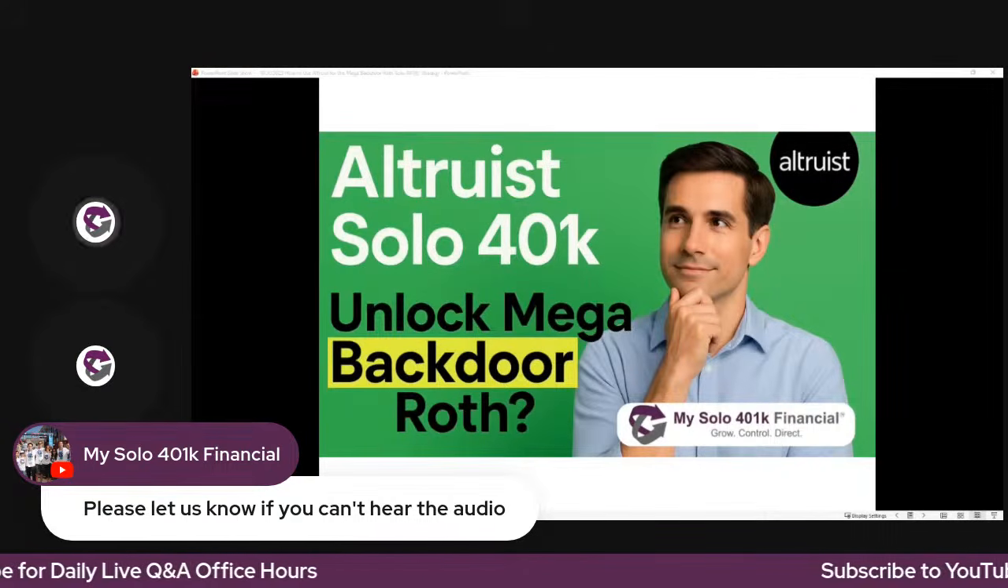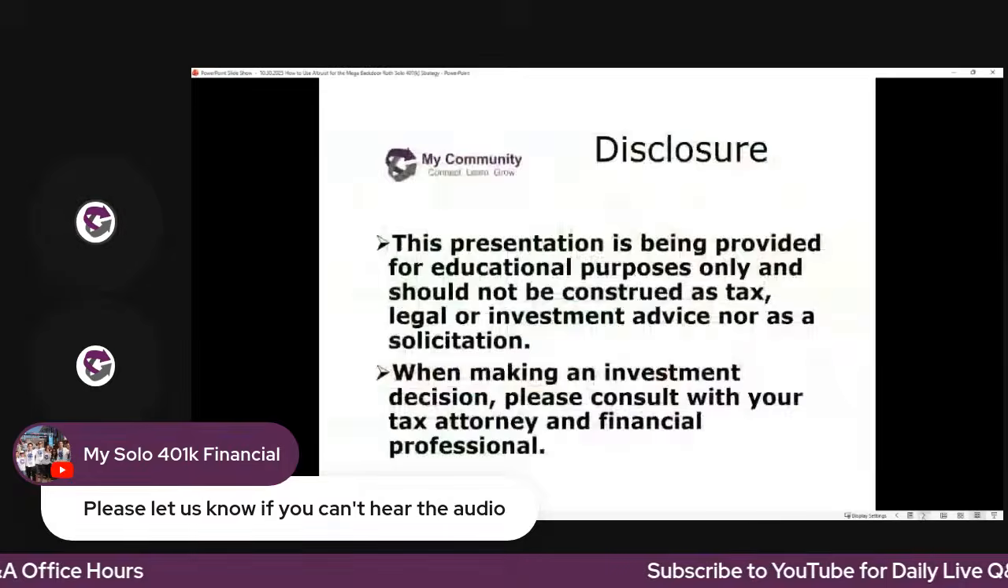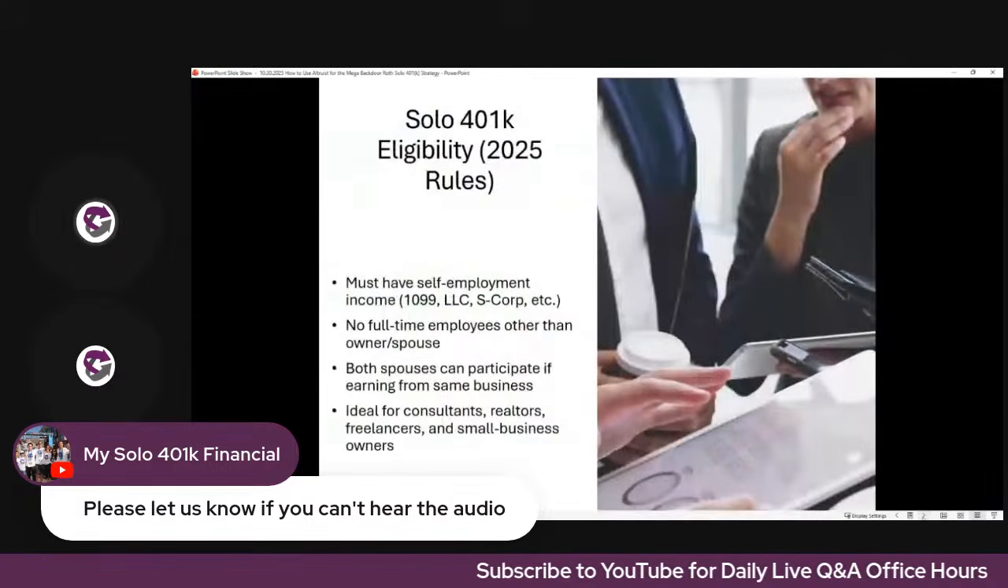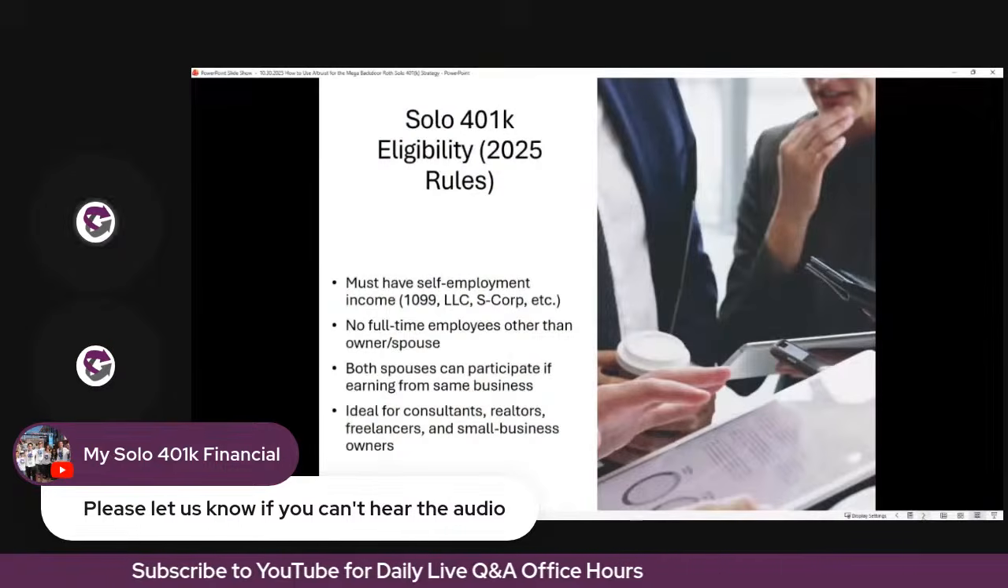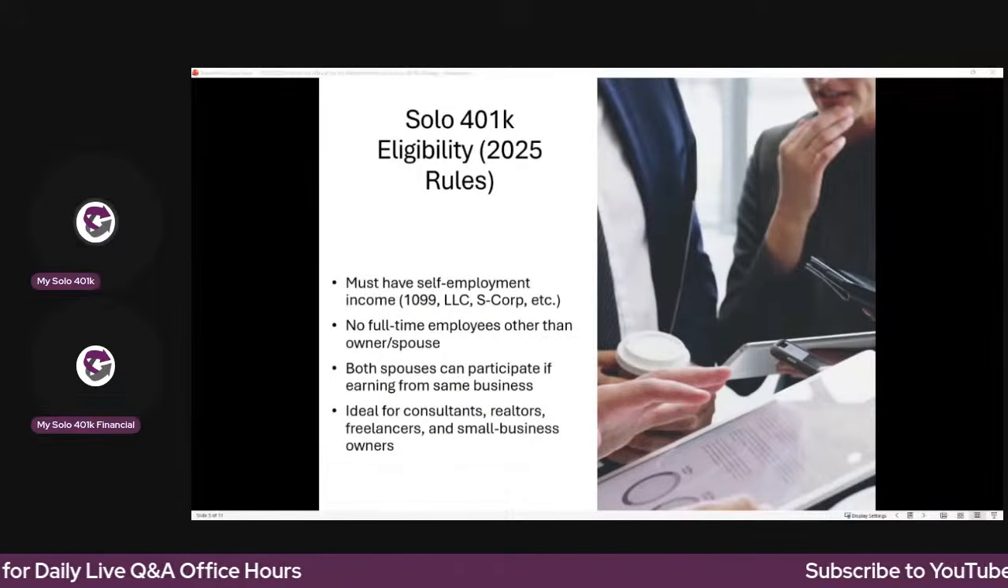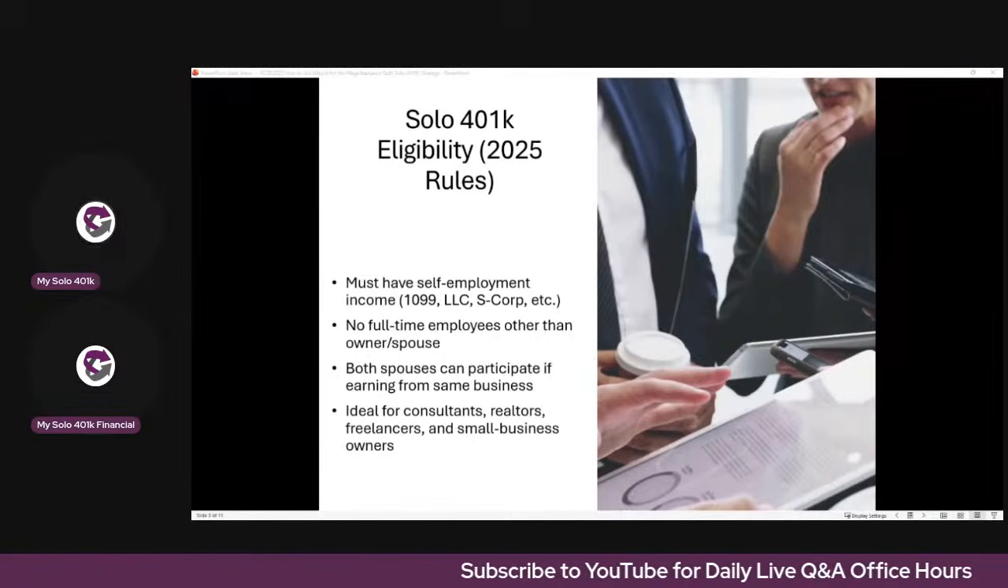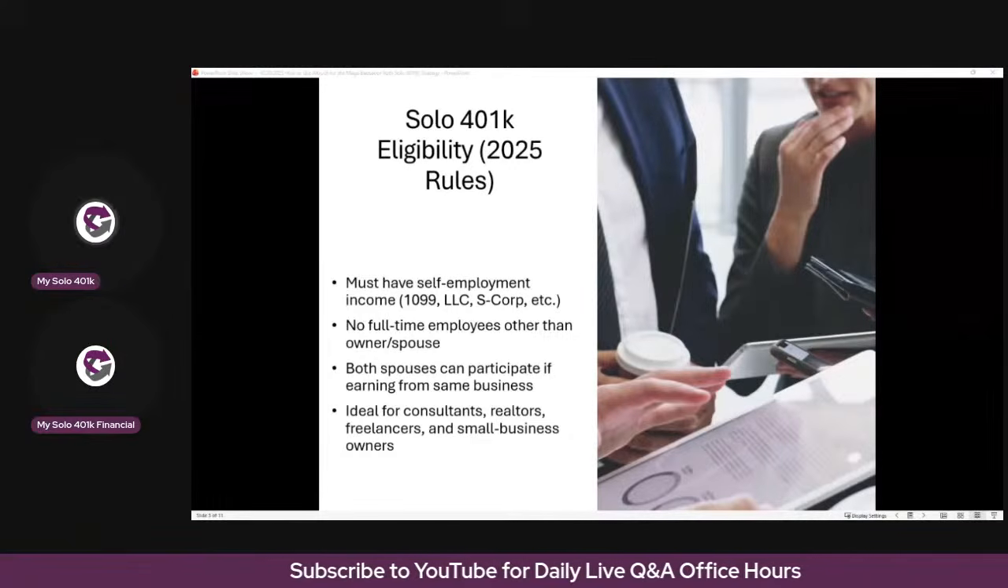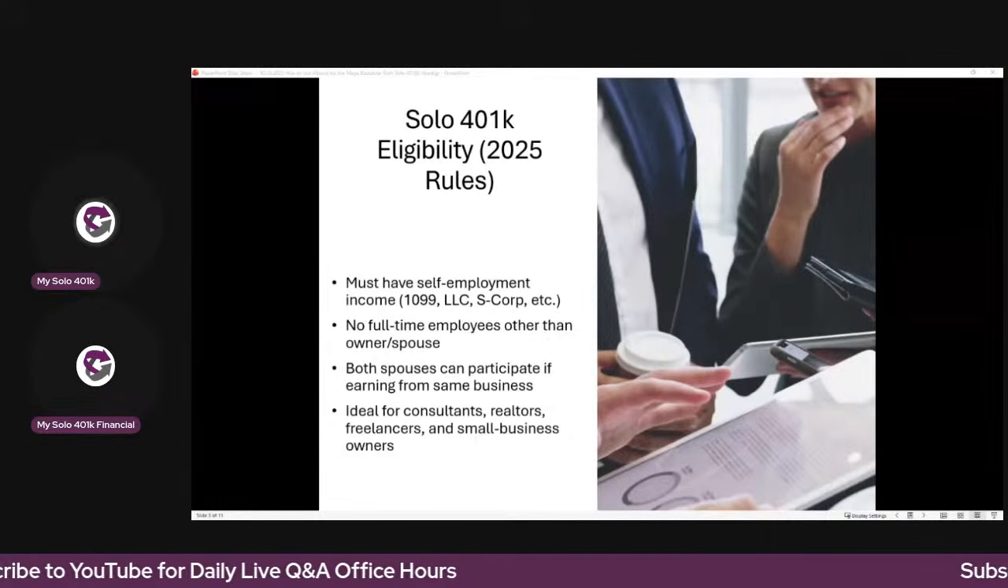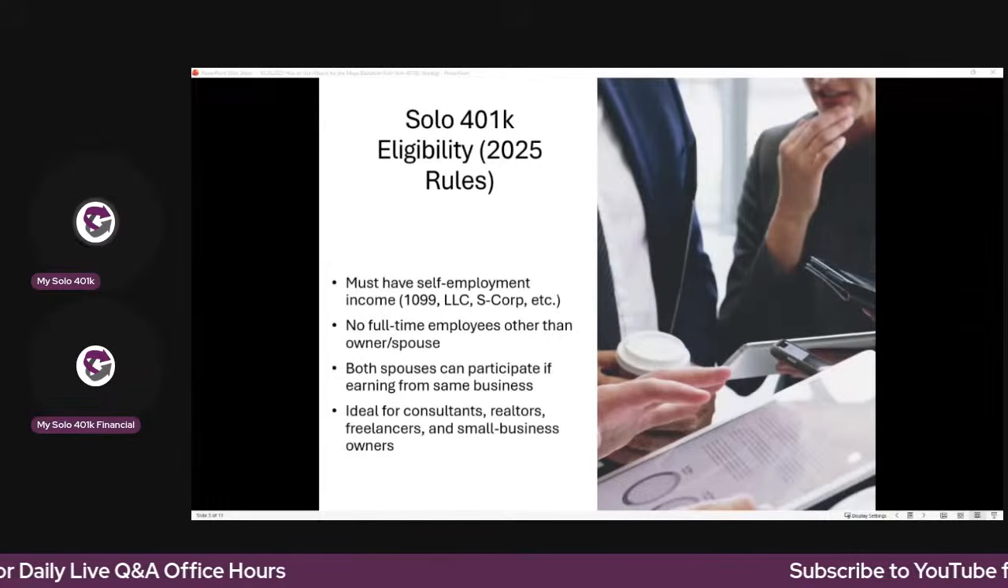All right, so we want to dive in with today's topic, which again is how to use Altruist for the mega backdoor Roth solo 401k strategy. Let's first start out by laying the foundation with the solo 401k eligibility rules. So, in order to set up a solo 401k, you need to be self employed with no non owner, non spouse, full time W-2 employees.